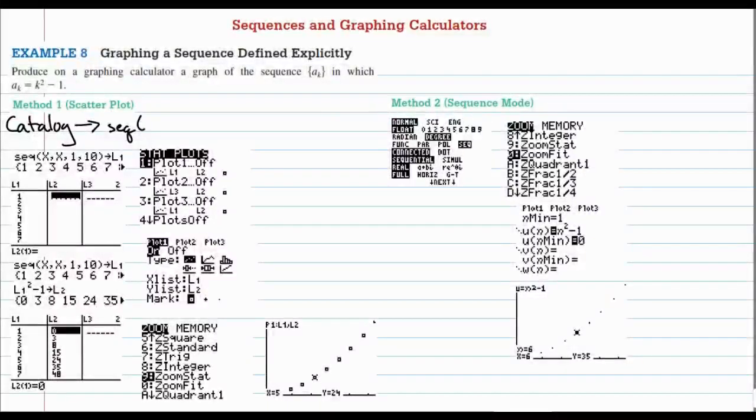This is the screencast for section 9.4, example 8, graphing a sequence defined explicitly. Well, arithmetic sequences have a common difference. So that means you start out with a constant and then keep adding the same number over and over again, which you may have predicted would create a linear graph. The slope would be the common difference, the y-intercept would be your a sub 1 term.